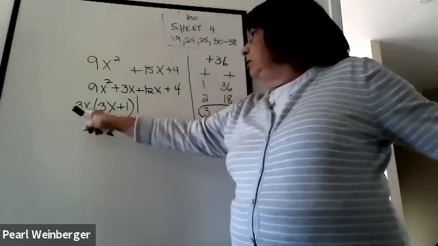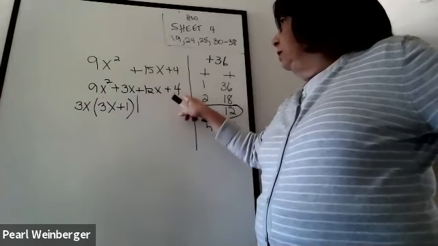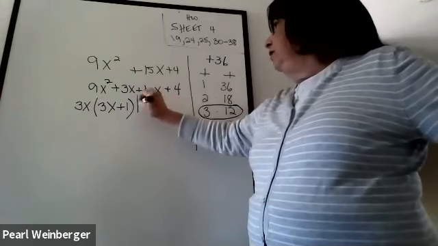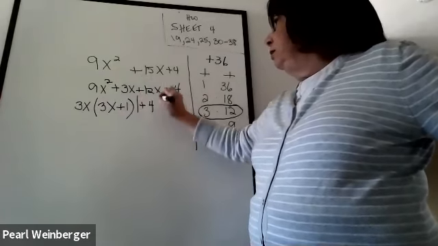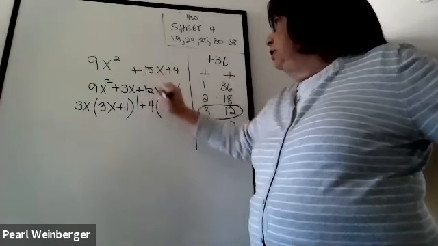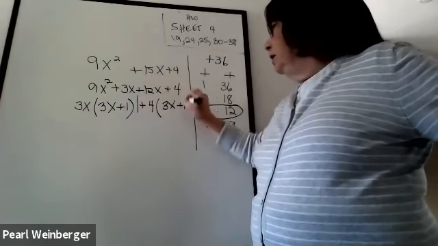Okay, now we do the second group. 12x plus 4 has a common factor of 4. And it's positive because this term is positive. So plus 4 times 4 into 12x is 3x. 4 into 4 is 1.